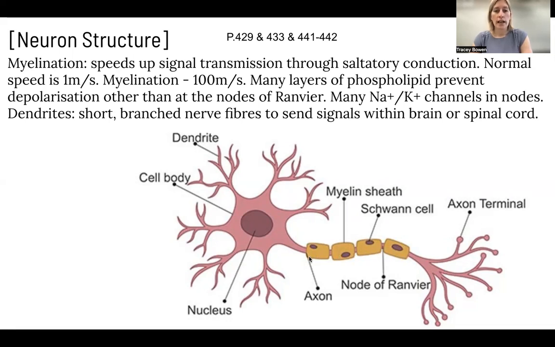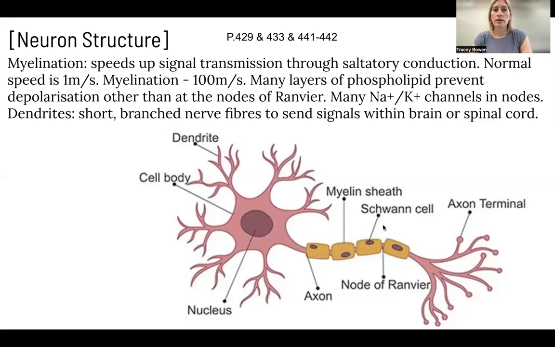On the surface of the axon are these myelinations. So this myelin sheath, created by Schwann cells, consists of these fatty deposits. And what's happening here is this myelin sheath allows the speed of the neuron signal to be increased by about 100 times. So we can see here normal speed is 1 meter per second, but a myelinated neuron is going to travel at 100 meters per second.